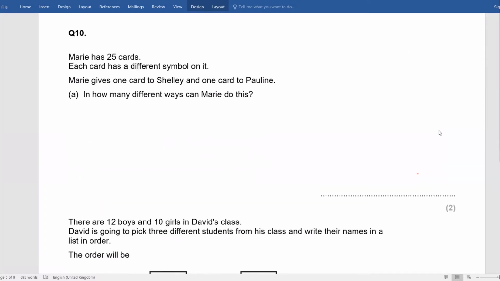Question 10. Let's have a look at this. So pairings going on. So Mary has 25 cards. Each card has a different symbol on it. Mary gives one of the cards to Shelley and one card to Pauline. In how many different ways can Mary do this? Okay, so Mary gives one card to Shelley and one card to Pauline. In how many ways? So, got 25 cards.